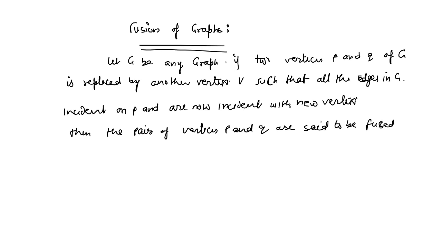We take two vertices, and those two vertices are replaced by another vertex, only one vertex. So when two vertices are replaced by only one vertex, the two vertices P and Q are said to be the fused vertex. So this is known as the fusion of the graph G.